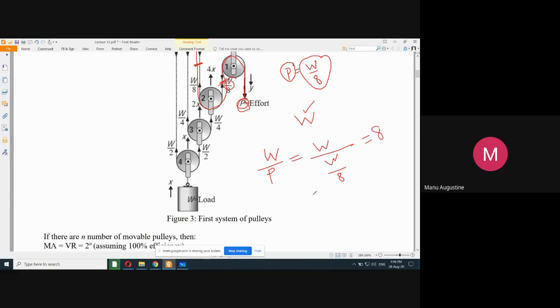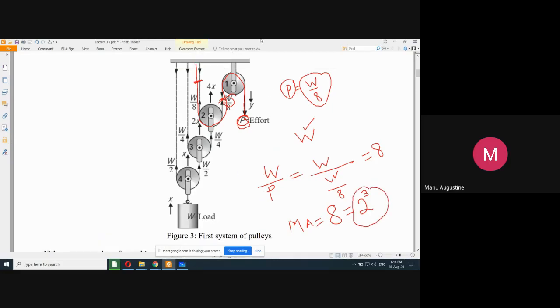Now I will add a little bit more perspective. I get mechanical advantage equal to 8, which I can also write as 2 raised to power 3. Now what is the significance of writing this as 2 raised to power 3? आपके फर्स्ट सिस्टम ऑफ पुलीज में टोटल कितनी पुलीज हैं? 4 पुलीज हैं. 1 2 3 4. आपके टोटल सिस्टम ऑफ पुलीज में कितने मूवेबल पुली हैं? The number of movable pulleys out of these total 4 pulleys is only 3. 1 2 3.